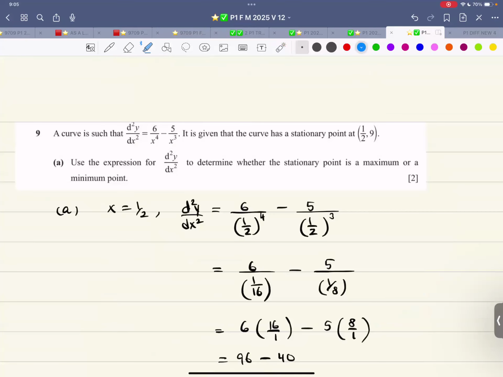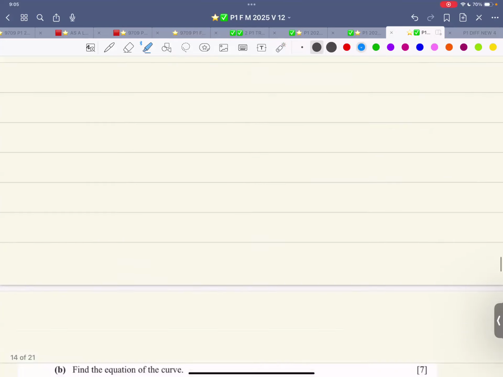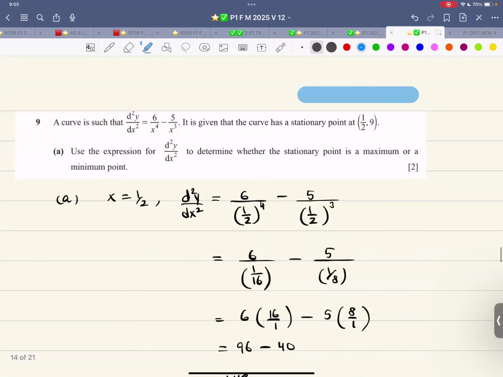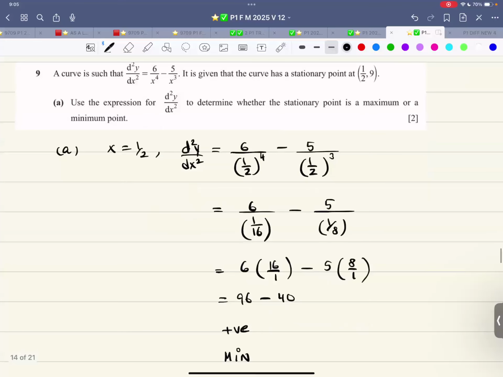Question number 9. What is it about? Question number 9, it's about maxima, minima. It's about integration. Okay, so let me highlight this. So it's about basics of differentiation, basics of integration. Now it says the second derivative is this thing. It has a stationary point. Now there are 2 points over here. The first thing, x is half, y is 9. That is 1 point. The other one is x is half, dy by dx is 0. These are the 2 points over here.